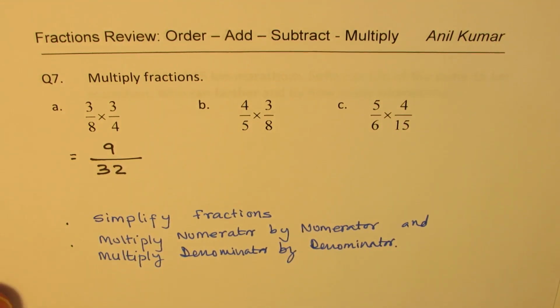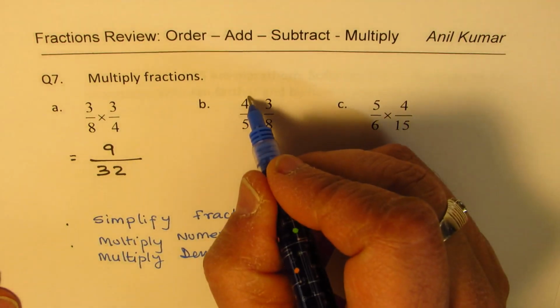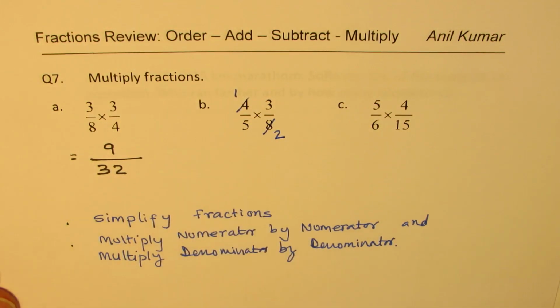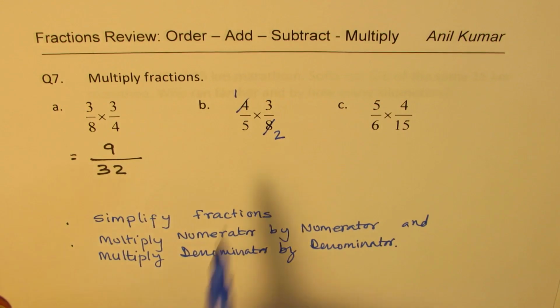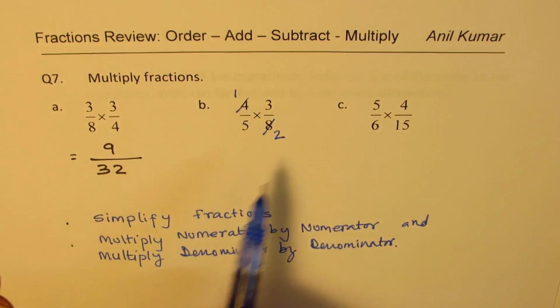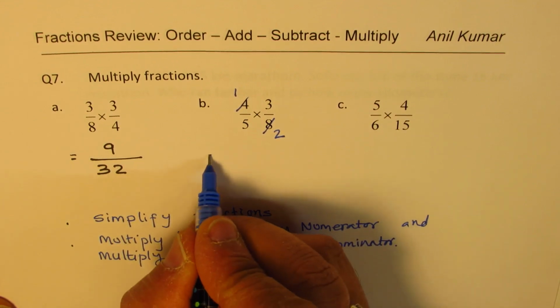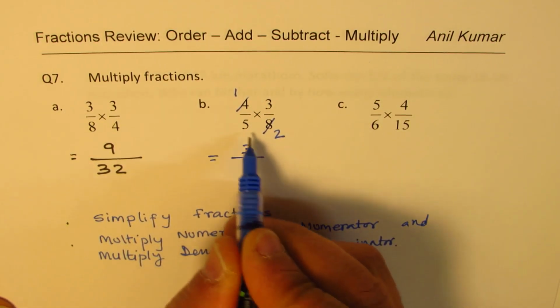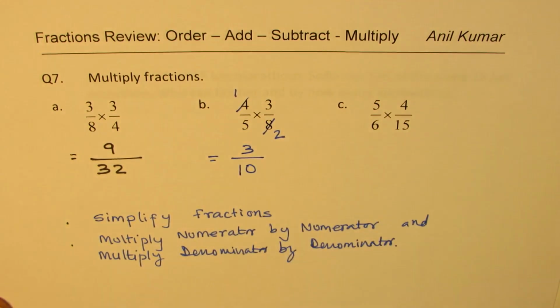How can you simplify? Well, 4 goes one time by 4 and 8 goes 2 times. So that is the way we can simplify. You could actually divide with common factors to simplify, right? Once you have done the simplification, now you multiply numerator by numerator. 1 times 3 is 3. 5 times 2 is 10. You get your answer. Is that clear? So these are the steps involved.